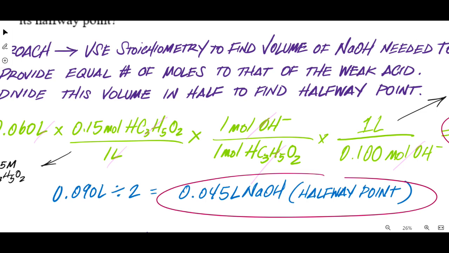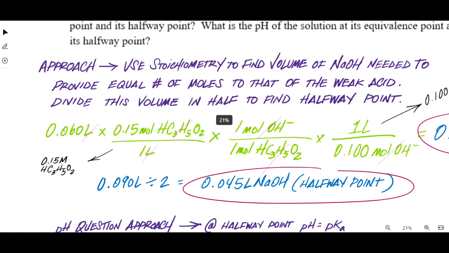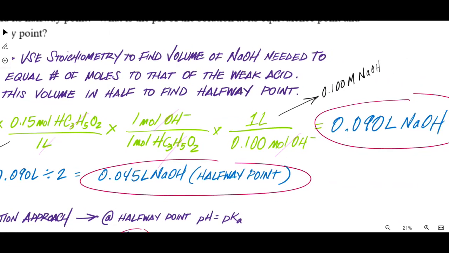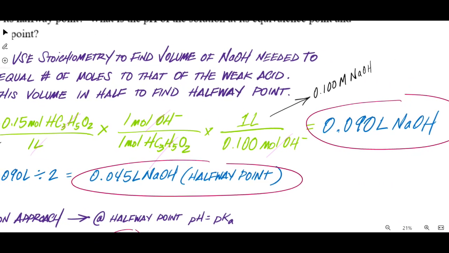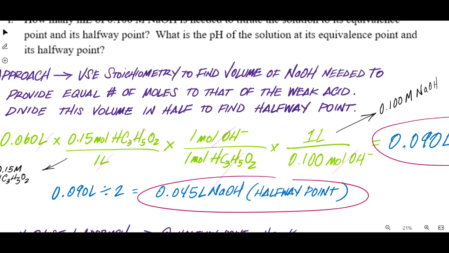Because the halfway point is half the volume required to get to the equivalence point. So our answers for the first part of this question are 0.090 liters of NaOH to get to the equivalence point and 0.045 liters of NaOH to get to the halfway point.